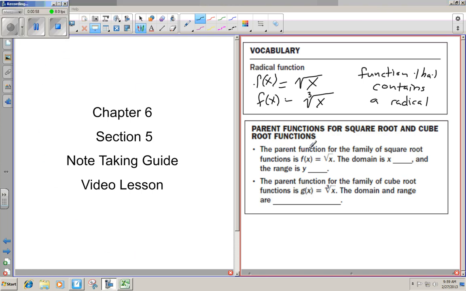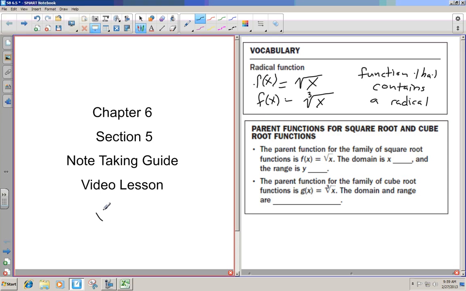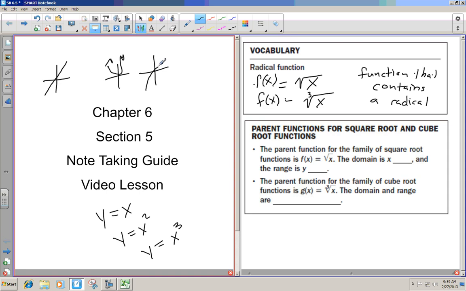All right, now parent functions for square roots and cube root functions. What this means, we've had parent functions for a long time. We've had a parent function that is y equals x, y equals x squared, and y equals x cubed. These all have a certain look. The y equals x is a straight line. Y equals x squared is a parabola that goes through the origin. Y equals x cubed is a cubic function that goes through the origin. These are what all of them start with.